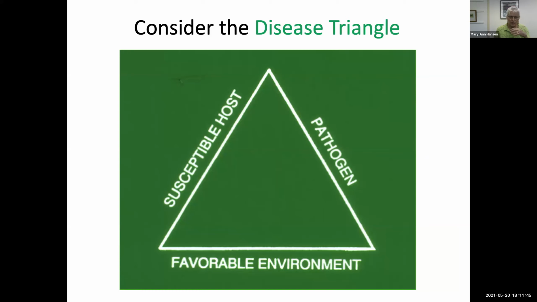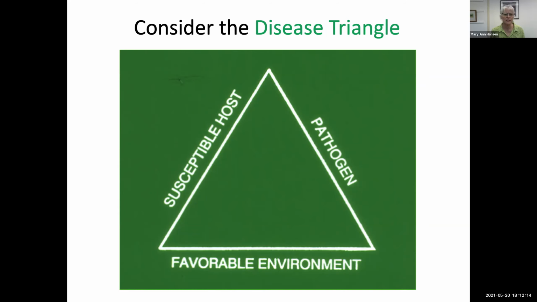In terms of disease and disease control, plant pathologists like to talk about the concept of the disease triangle. So basically the idea is that you have to have all sides of the triangle to get disease. You have to have a susceptible host and a pathogen landing on it that can infect that host. And then you also have to have a favorable environment for that pathogen to grow and infect.